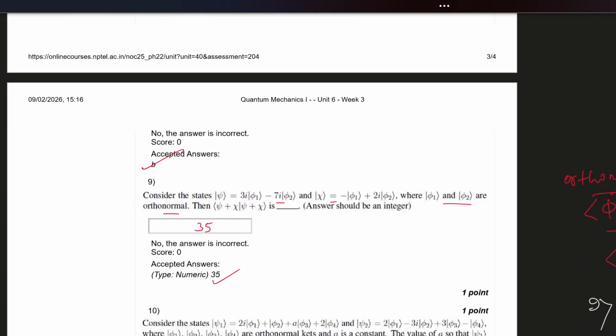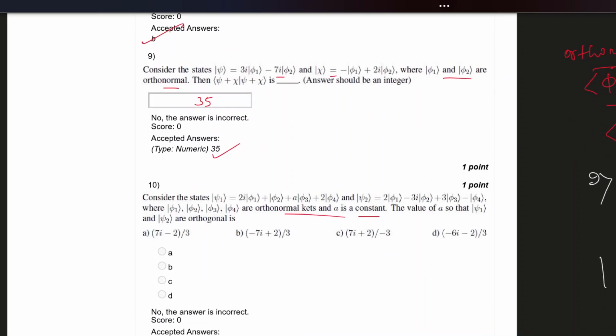Now question number 10, final question. Consider the state, again a similar question. Psi 1 equal to phi 1, phi 2, phi 3, phi 4, linear combination of them. So just like the earlier question, only instead of 2 there are 4 phi's. They are orthonormal kets and A is constant. So find the value of A so that psi 1 and psi 2 are orthogonal. The condition given is that this unknown constant A is derived such that psi 1 and psi 2 are orthogonal.